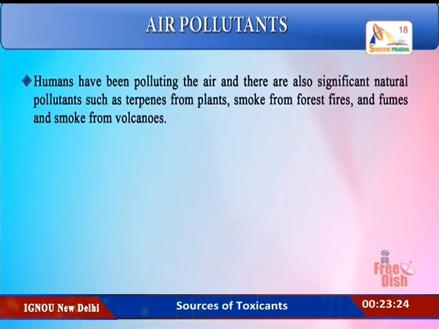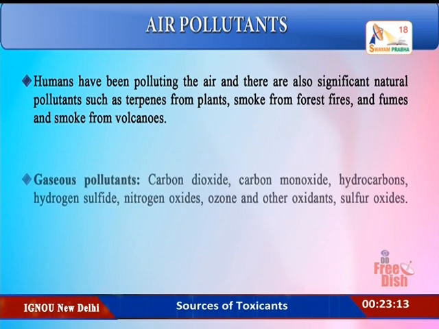Humans have been polluting the air, and there are also significant natural pollutants such as the terpenes from the plants, smoke from forest fires, fumes, and also smoke from volcanoes. In the same way, we have the gaseous pollutants, and all this can include ozone, the oxidants, then the sulfur and the nitrogen oxides, and so on, even carbon dioxide and carbon monoxide.